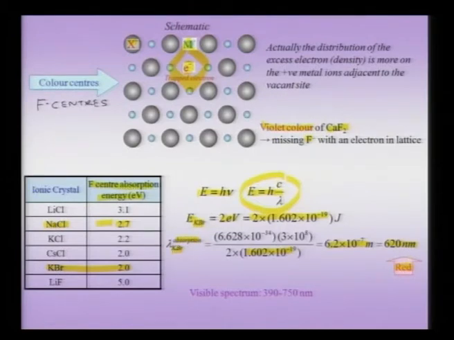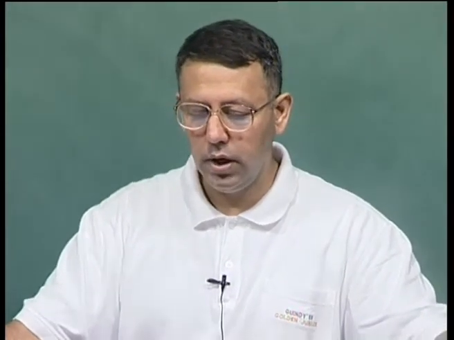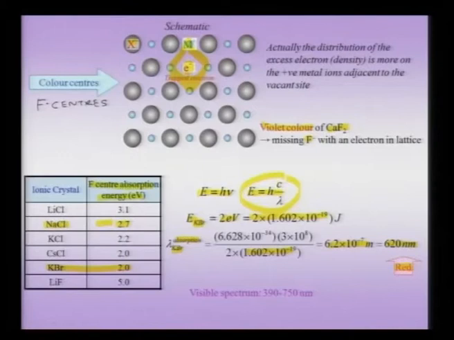the visible spectrum. So, you can see that suppose I have F center in potassium bromide, then I would see that a sort of reddish color has been imparted to the potassium bromide crystal, and this is because of the presence of this anion vacancy, which is now associated with an electron density around it. The visible spectrum, of course, as we know, is from about 390 nanometers to about 750 nanometers. This is close to, of course, the red region of the spectrum, which is at the larger wavelengths.